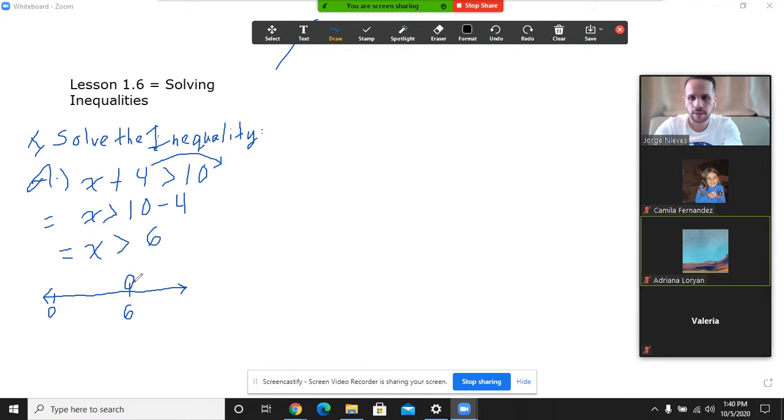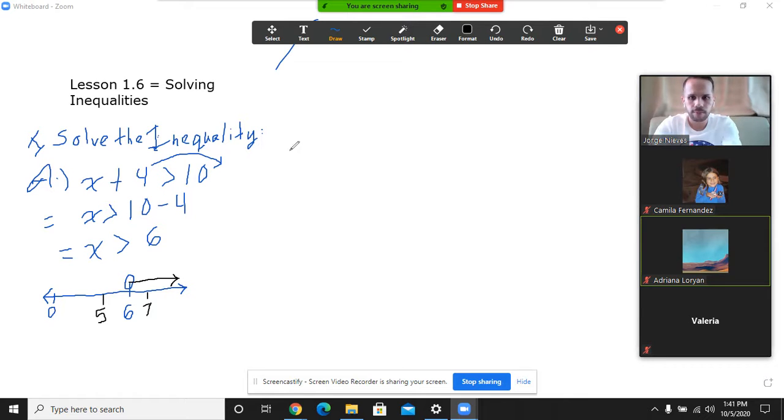So 6 is not included, so it's going to go to the right, so all numbers greater than 6. This is how you graph this on a number line. Básicamente eso es lo que va a hacer en esta parte. That's how we graph inequalities.